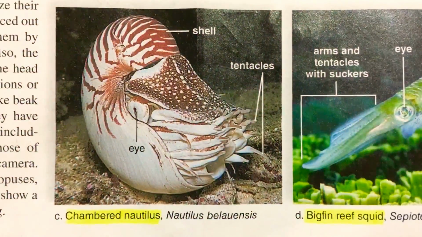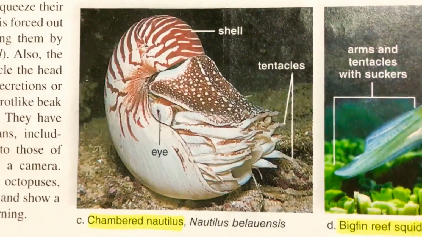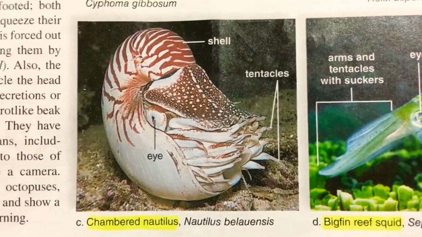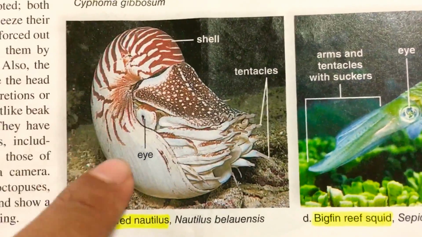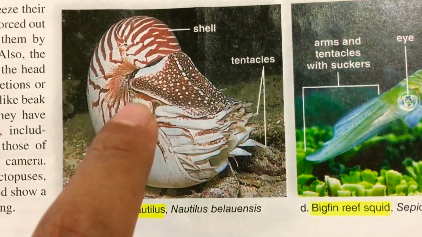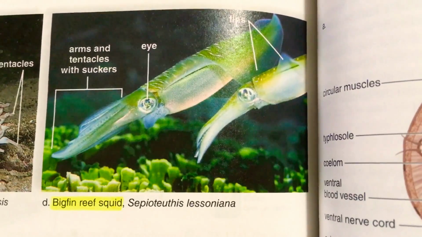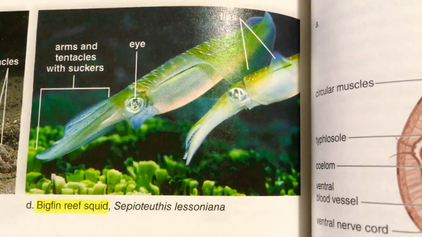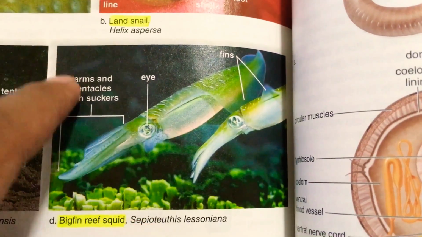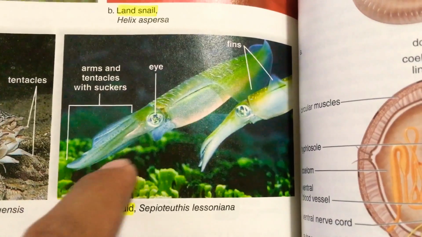Now this is an example of cephalopods, which is the chambered nautilus. Chambered nautilus has a shell, tentacles, and an eye. The next example of cephalopods is the bigfin reef squid. As you can see, look at the arm and tentacle with suckers. It is for capturing the prey.